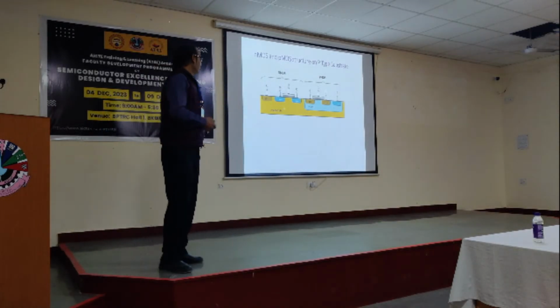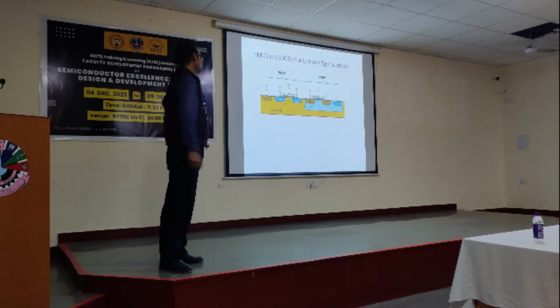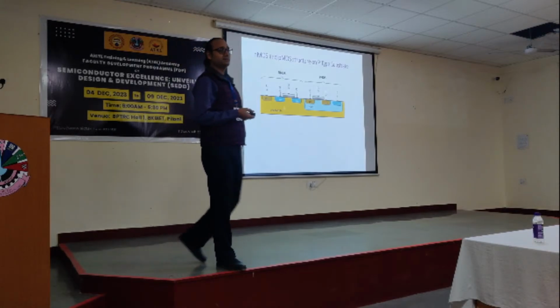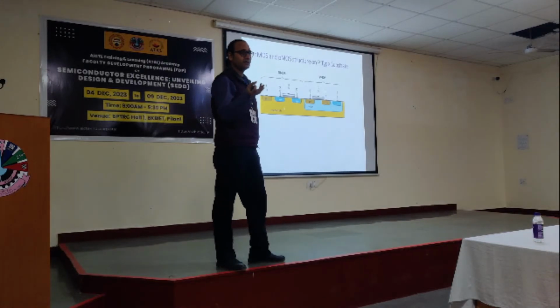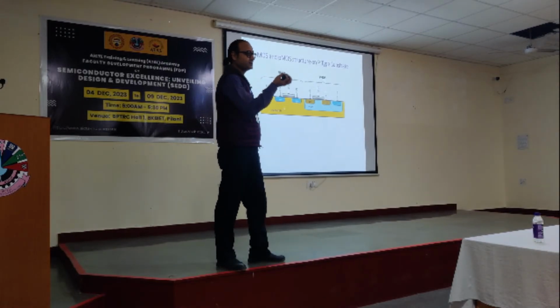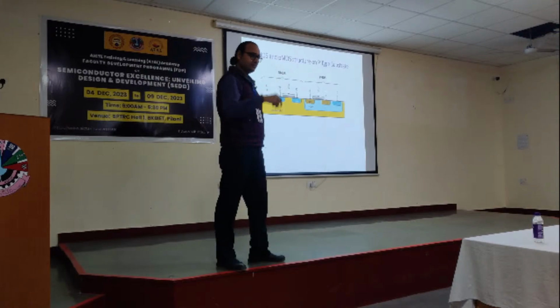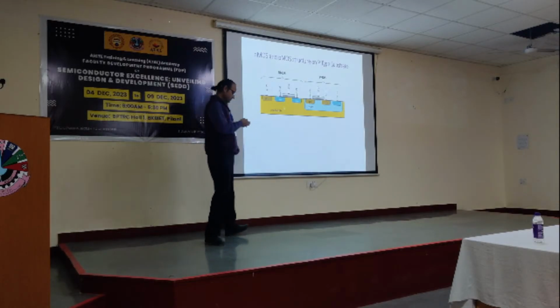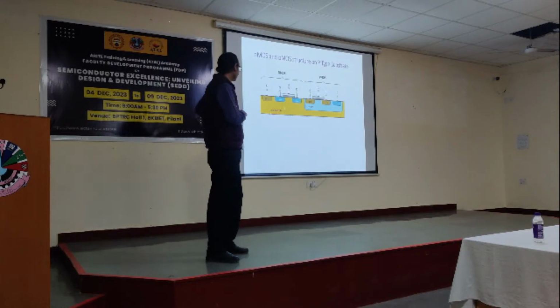So this structure shows an NMOS and a PMOS. We all know that this metal oxide semiconductor field effect transistor generally has four terminals: gate, source, drain, and one body. In this picture, we can see that there is a P substrate, and both NMOS and PMOS are fabricated on it.